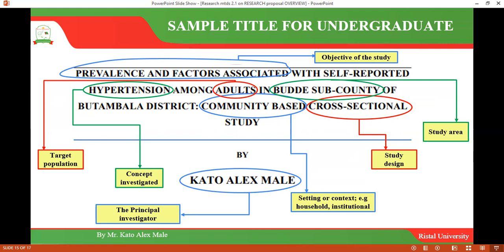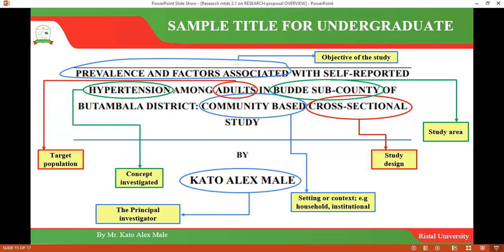So all of this information is very important to include in your research title. This example of a title is an undergraduate research, perhaps by Kato Alex Male, the principal investigator. So as you're stating your research title, all of the information which is here is very important to include. I think we have seen the reason why it is important to include all this information in your research title.